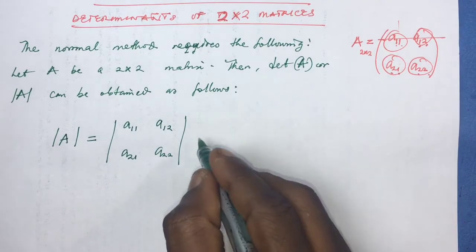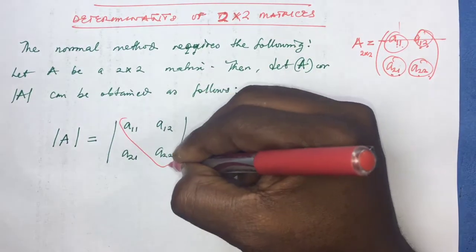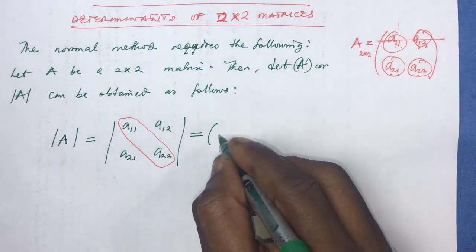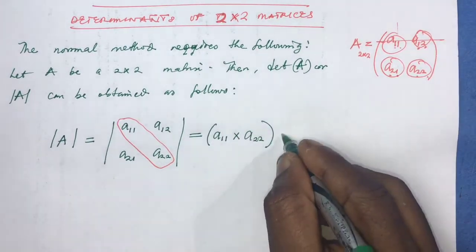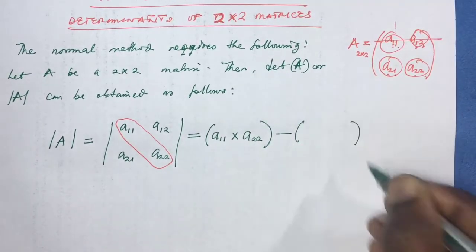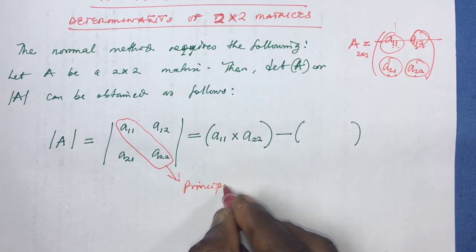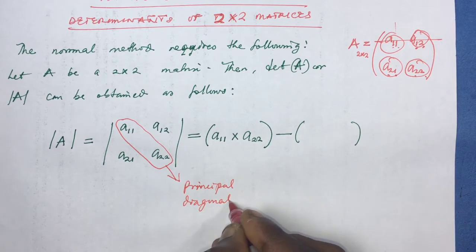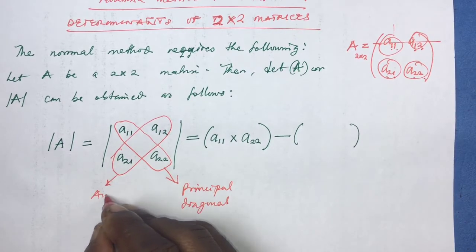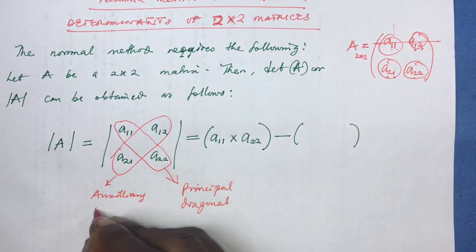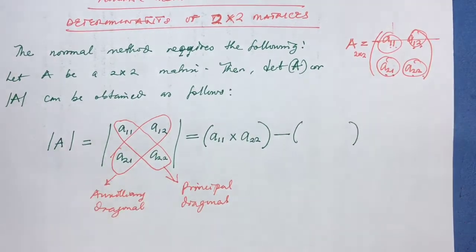Now, how do you use the normal method to obtain the determinant of this matrix? All you have to do is take the product of the principal diagonal elements, and that will be A11 times A22. Close your bracket and subtract from your result the product of the auxiliary diagonal elements. Remember, this is the principal diagonal. And this, on the other hand, is the auxiliary diagonal. So the elements there are the auxiliary diagonal elements, and the elements here are the principal diagonal elements.